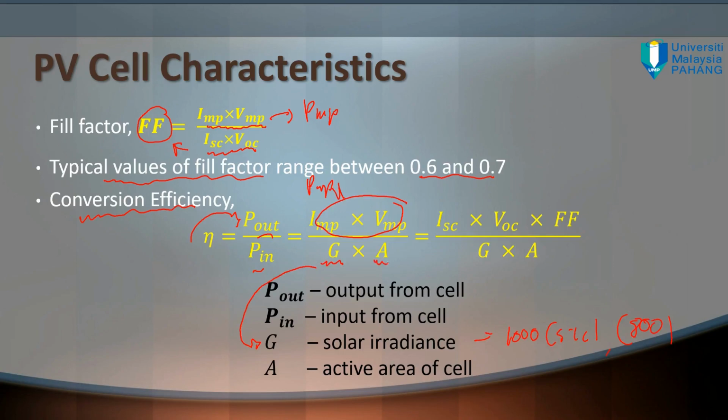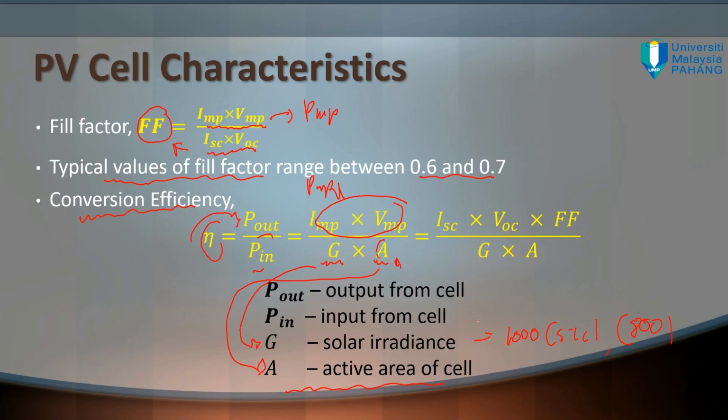And then here comes the A. What is the A? It is the active area of the cell. That's why the smaller the size is, the more efficient the device is. You understand? If the size is getting smaller, it means this part is getting smaller and the total conversion efficiency is getting higher.